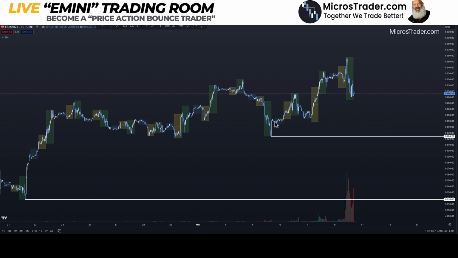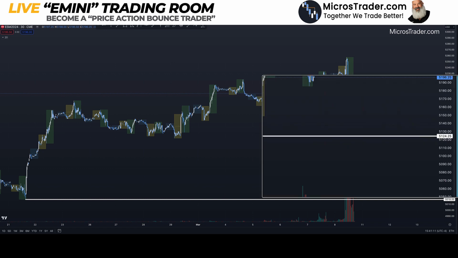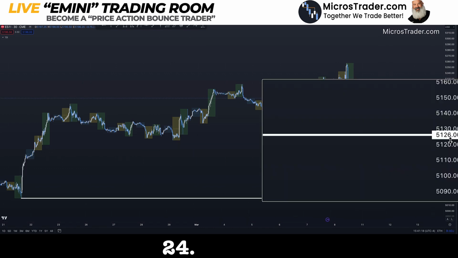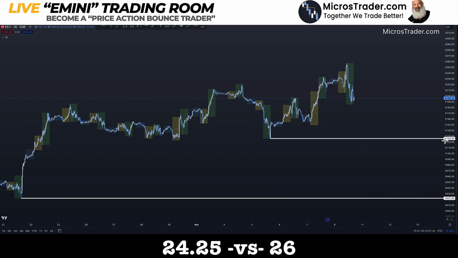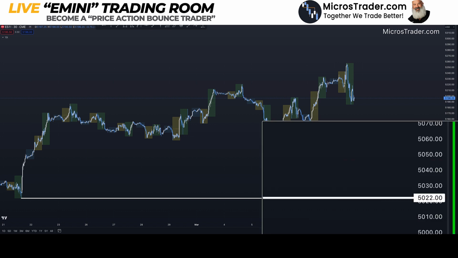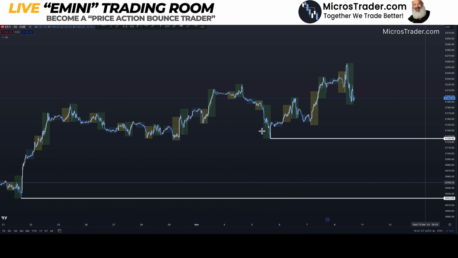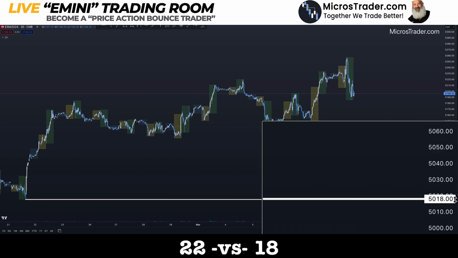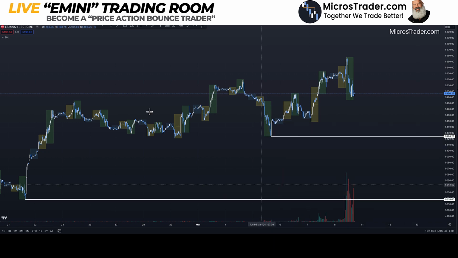So let's look at the low here, and that low is at 24.25. Let's go look at that on the continuous contract. It's at 26. Not the same, but pretty close. What about this low here? On the continuous contract, we're at 22. On the M contract, we are at 18. Close, but not the same.